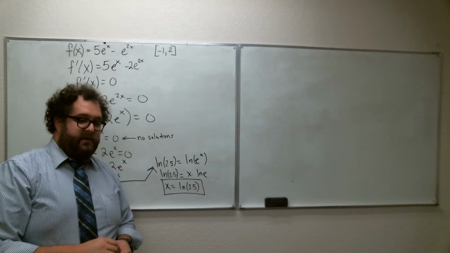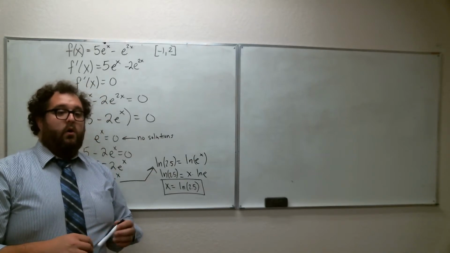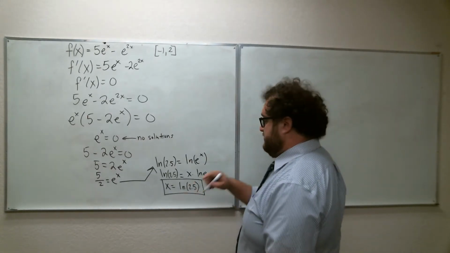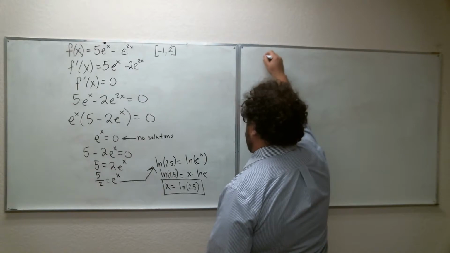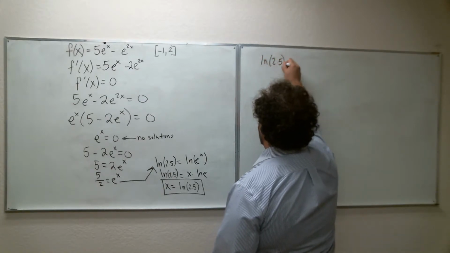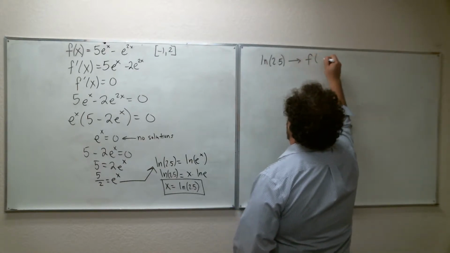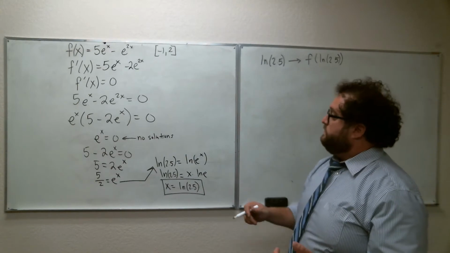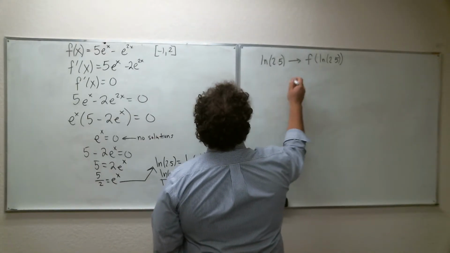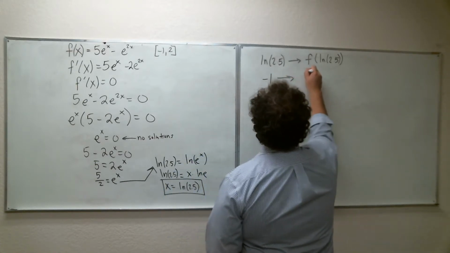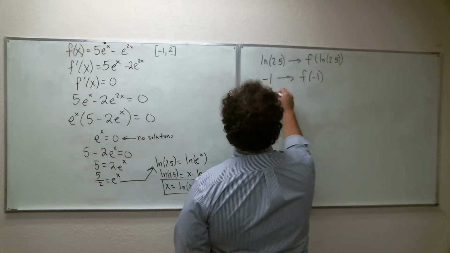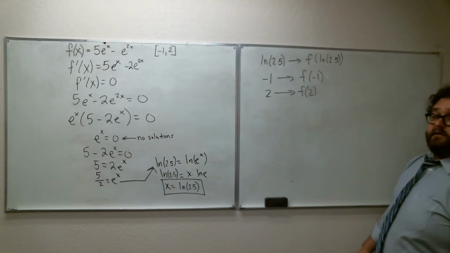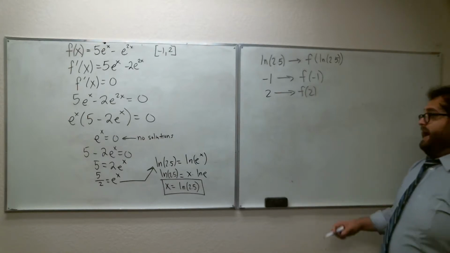So critical values are where extreme values have to occur, or endpoints, since we're working with the extreme value theorem. So what we need to do here is test these. We have a critical point at natural log of 2.5. We need to figure out what f of natural log of 2.5 is. We then need to do the same thing for our endpoints, so -1 and 2. So we need to look at f of -1 and f of 2. And we simply, at this point, pick the biggest y value and the lowest y value. That's going to be your absolute max and your absolute min.